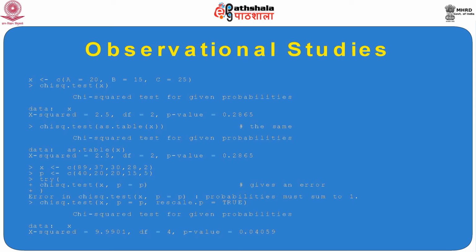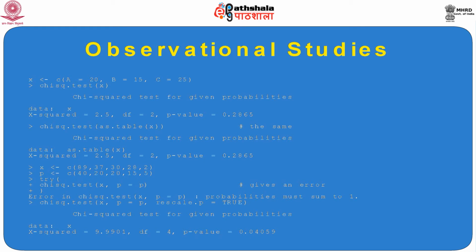Now another example. See, here we were using only x. In addition to x we will use p, and we will see how these error terms are obtained. So this p value can be used as an error term. Let's see, x is assigned as 89, 37, 30, 28, 2, and p is assigned as 40, 20, 20, 15 and 5. We call chi-square.test(x, p = p), which gives us this result, and the p-value is 0.04.